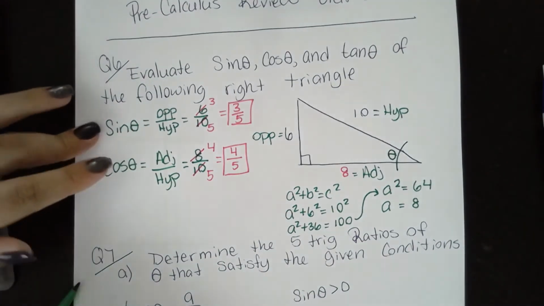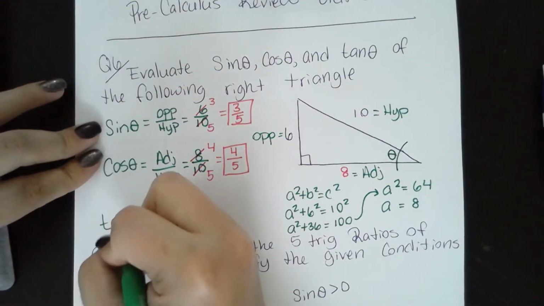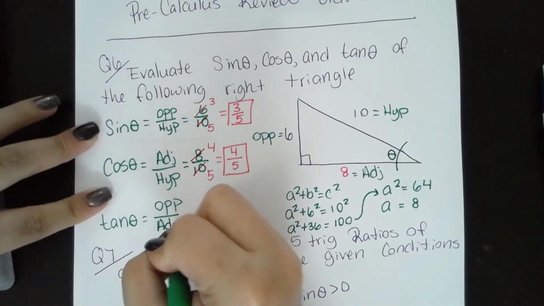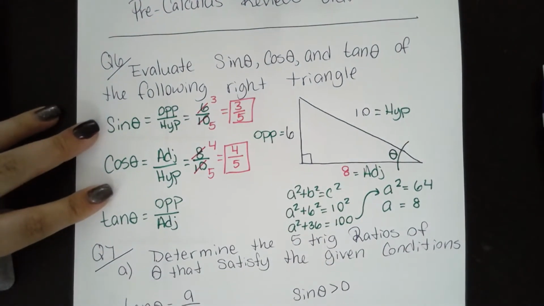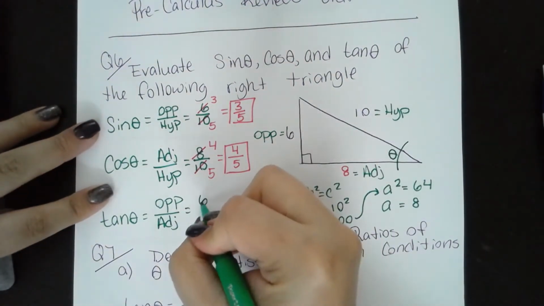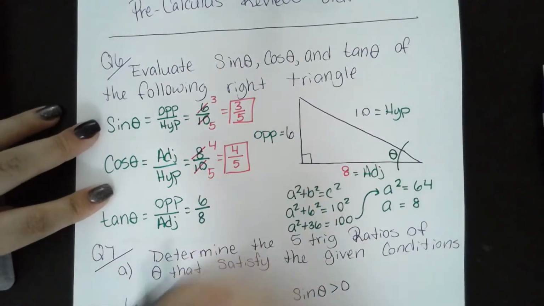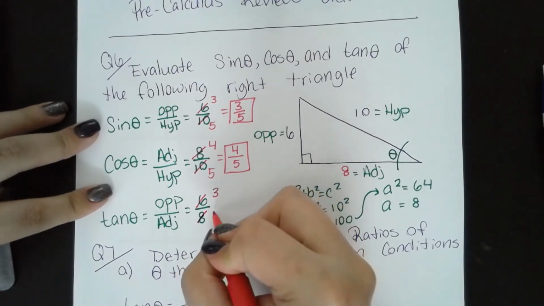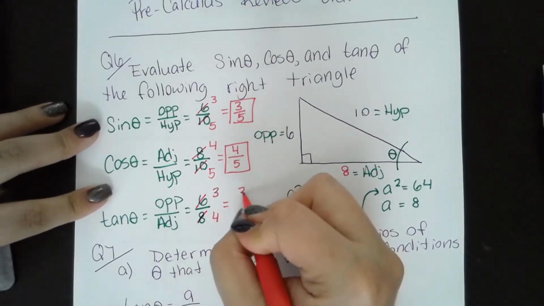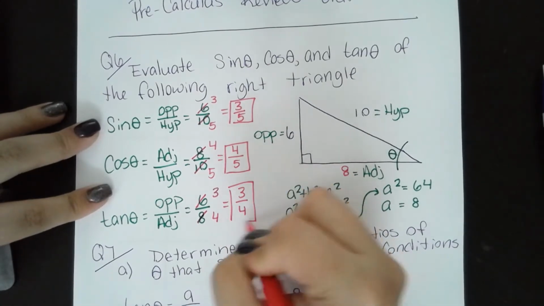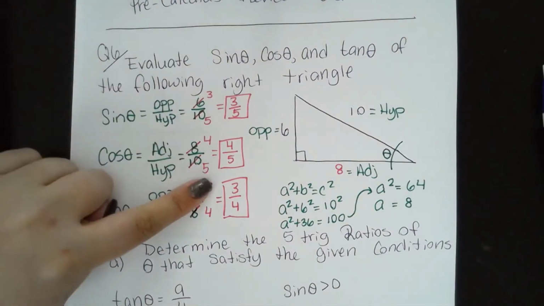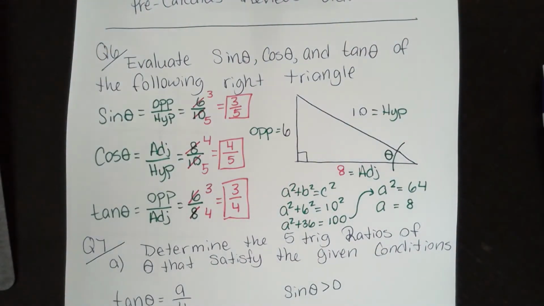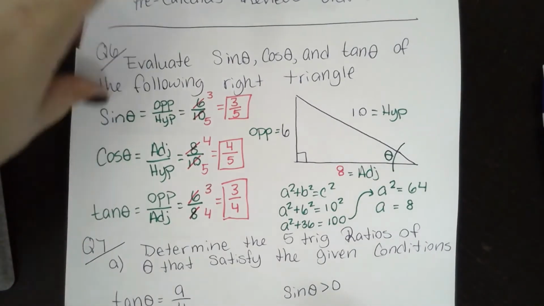And then lastly, we're looking at tangent. Tangent of theta is the opposite side over the adjacent side. So my opposite is 6. My adjacent is 8. We reduce 6 over 8 by 2. I get 3 and 4. So the final ratio is 3/4. And those are the three answers for evaluating sine, cosine, and tangent of the following right triangle. So that would complete number 6.